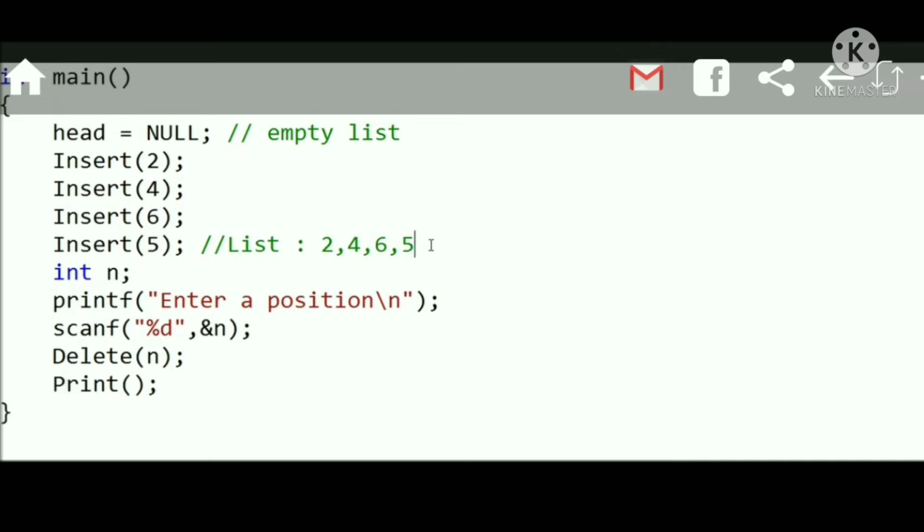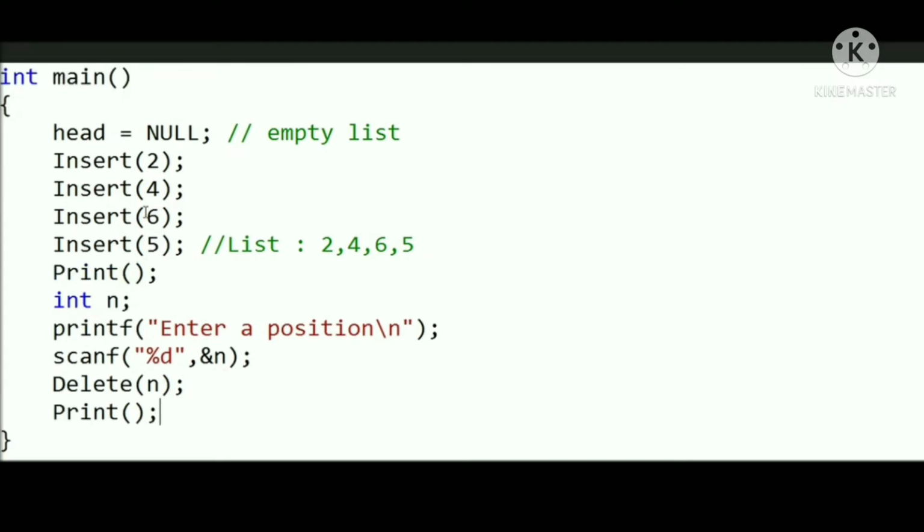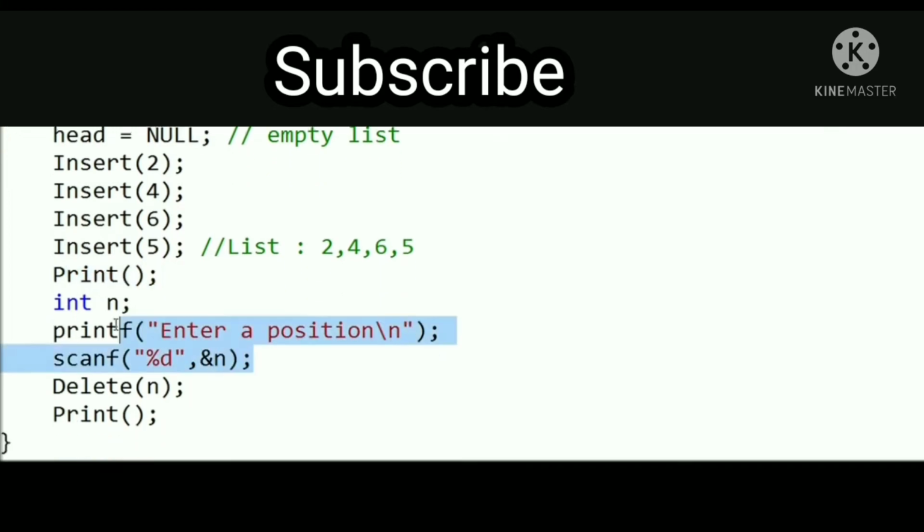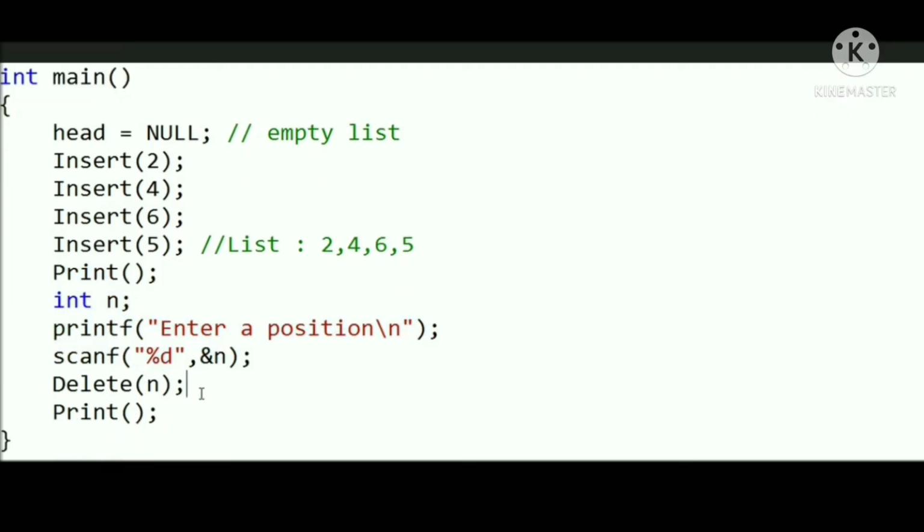Let's also make a call to search. Okay, so this is what we want to do in our main method. We want to insert 4 integers in a linked list to create a list 2, 4, 6, 5 in this order. Then I want to print the list, then input a number from the console and delete the node at that particular position.